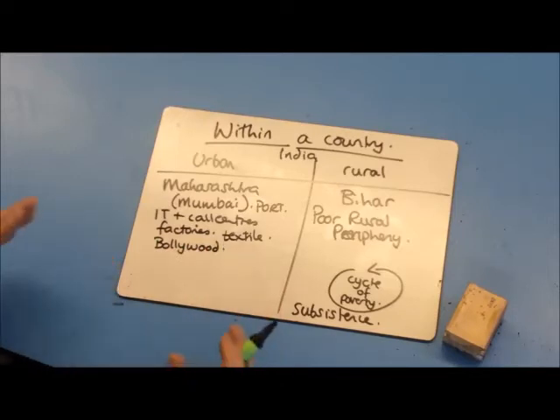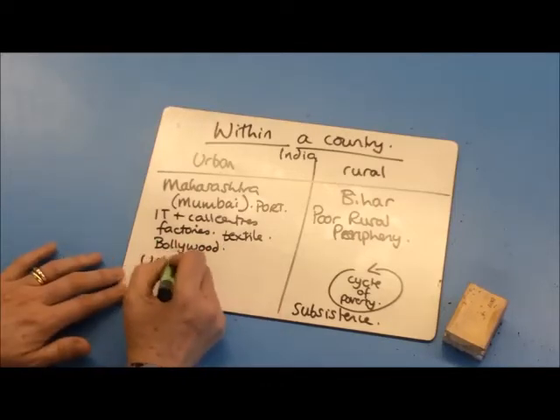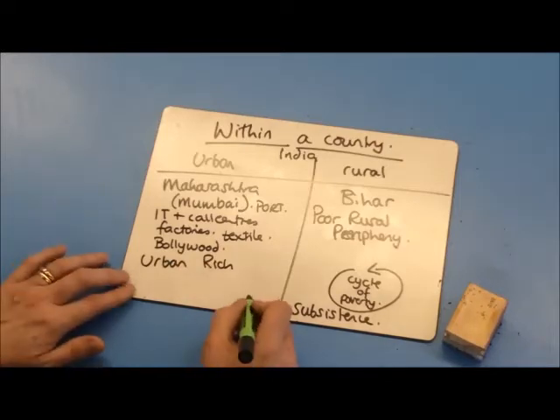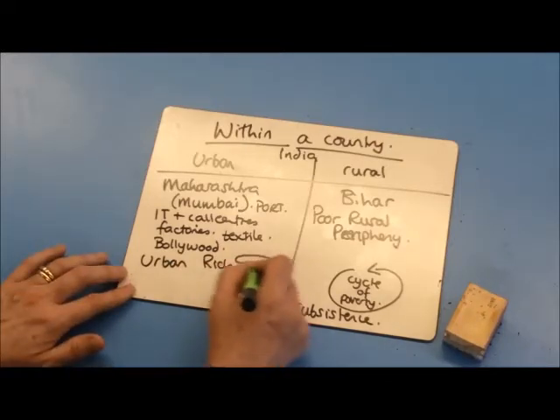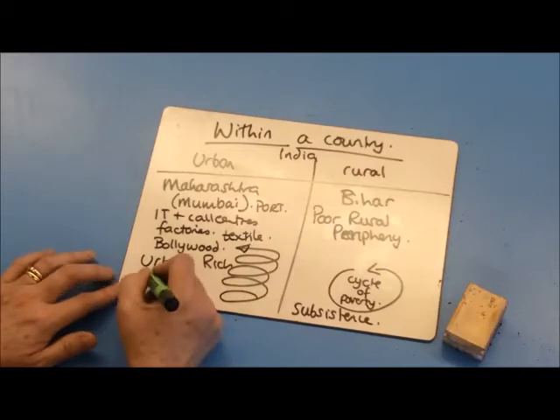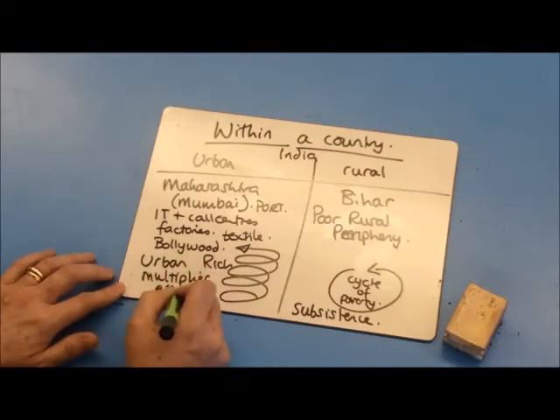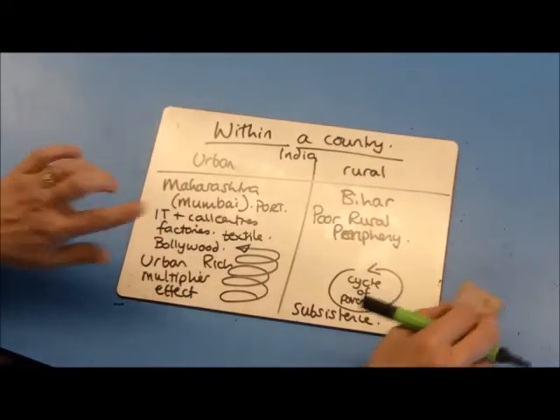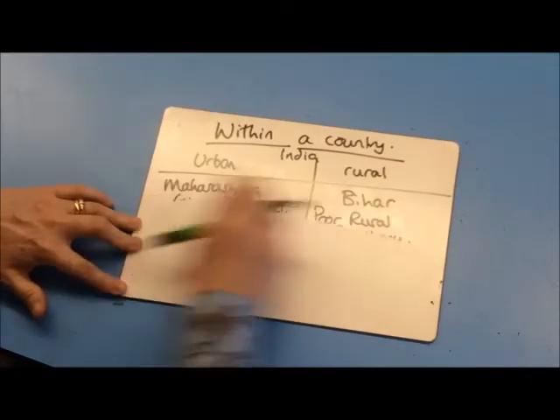So why does the urban core often develop faster compared to rural areas? Well, it's the multiplier effect, and this is where one investment leads to another. There's a multiplier effect, and it all started with the port. Right, we're nearly at the end of this topic.